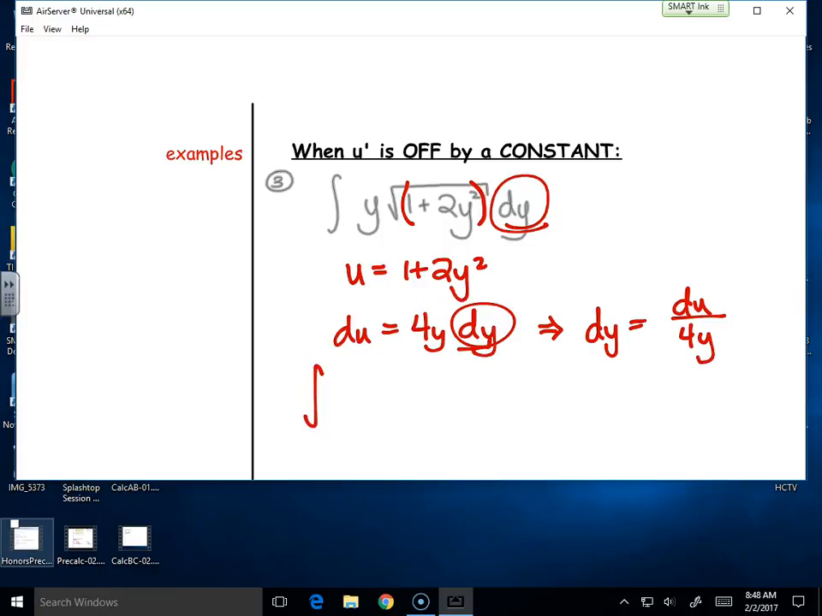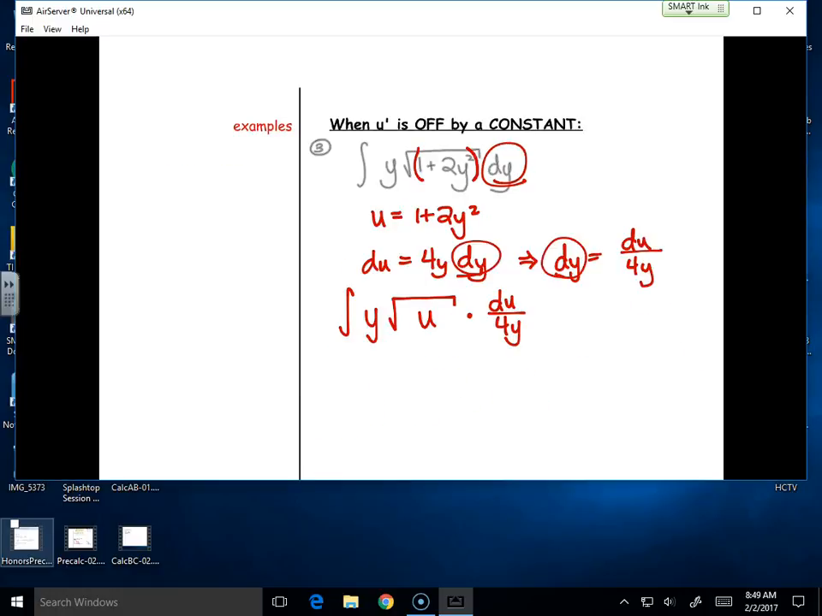Now let's plug in. The y doesn't perfectly match anybody, so whatever. The square root is just still there, but who's under the square root? u. Times dy is going to get substituted for du over 4y. Now, is there any simplifying I can do? We can cross out those y's, right? So the y's reduce.